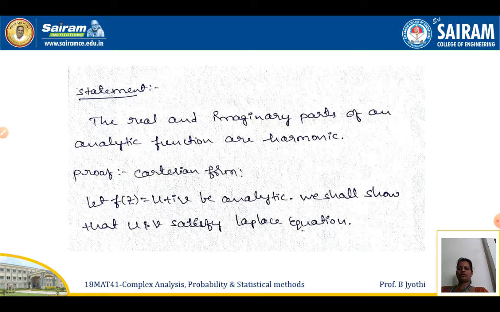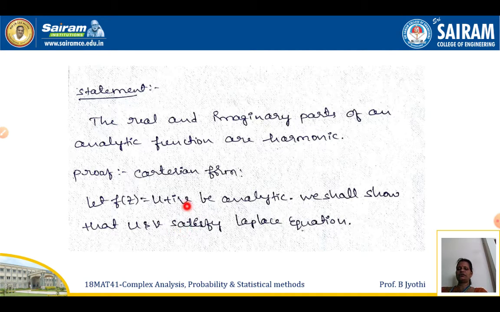So u is harmonic. If we want to prove that, then a condition should be proved like dou square u by dou x square plus dou square u by dou y square is equal to 0. Then it proves that u is harmonic. Similarly, to prove that v is harmonic, dou square v by dou x square plus dou square v by dou y square is equal to 0. If we prove these two, then in the Cartesian form, we will be able to prove that both are harmonic. That is, both u and v satisfy the Laplace equation.